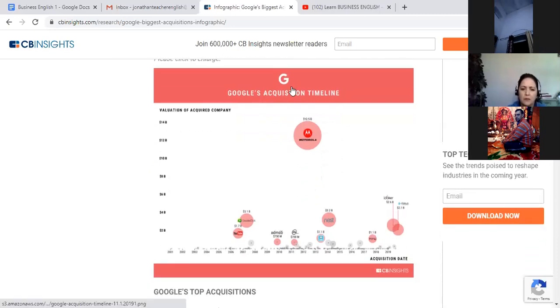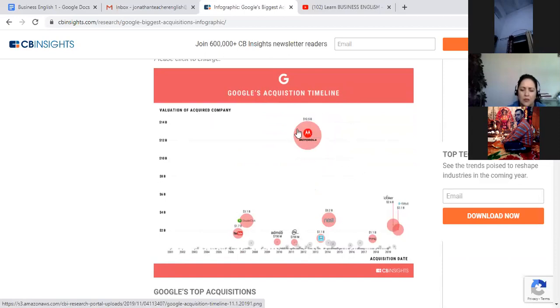So here's Google's acquisition timeline. On the y-axis, we have the valuation of acquired company in billions, and we have the acquisition date starting back in 2001 and continuing until now. Here's their timeline. What stands out to me?